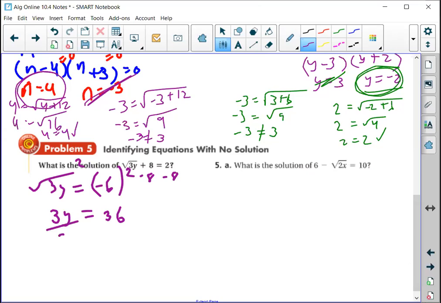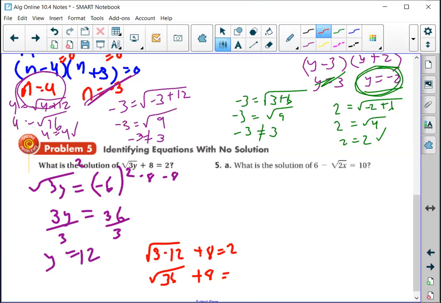Now we're going to solve for y like a normal equation by dividing by 3. So we get y equals 12 for our solution. But I want to remind you all, we need to check our work. Whenever we plug that in, we end up with 3 times 12 under the square root, and then we have the plus 8 equals 2. Now, we get the square root of 36, and then plus 8 on the outside of that radical equals 2. That's going to give us 6 plus 8, and we definitely know that 6 plus 8 does not equal 2. So that's not an answer.